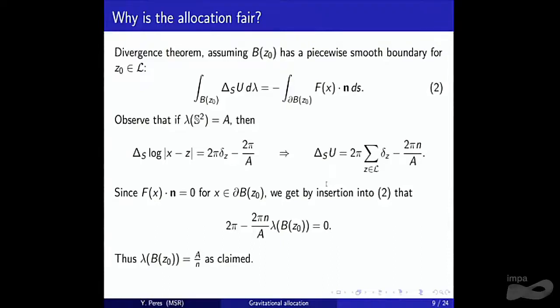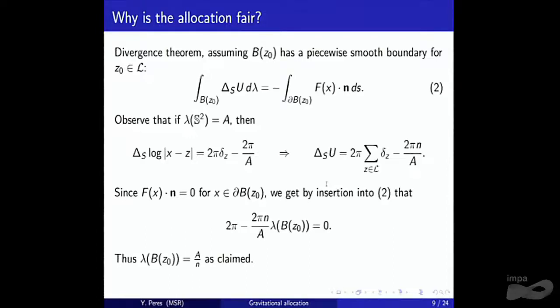Now, the right-hand side is just 0 because, as we said, the force on the boundary is parallel to the boundary, so it's orthogonal to the unit normal. So the right-hand side is 0. On the left-hand side, you have to be a little bit careful because the potential has these singularities at the stars. So this you have to interpret as the distributional Laplacian.